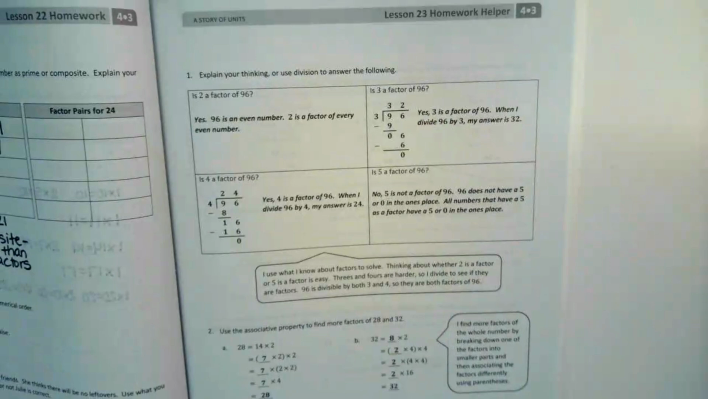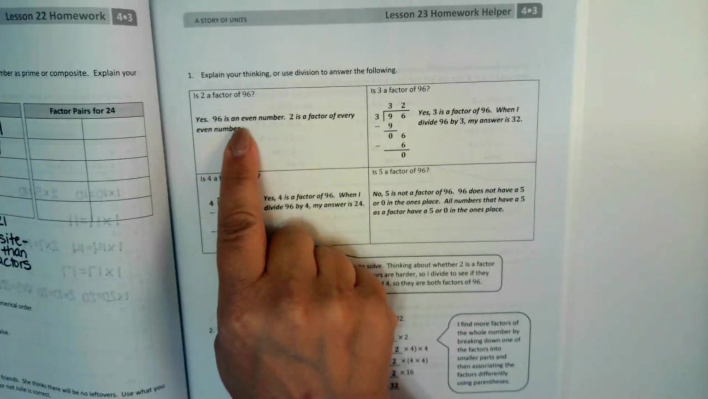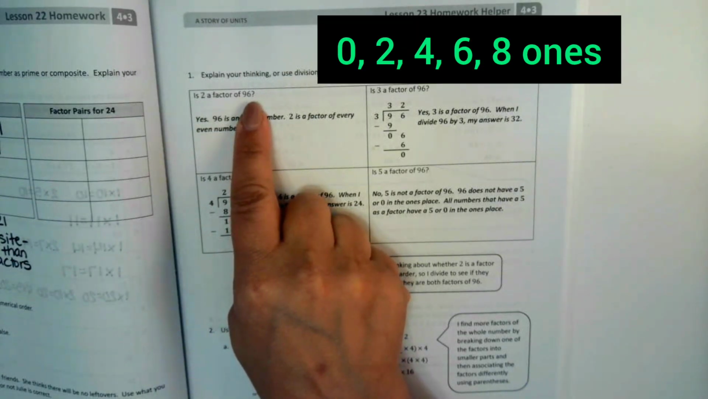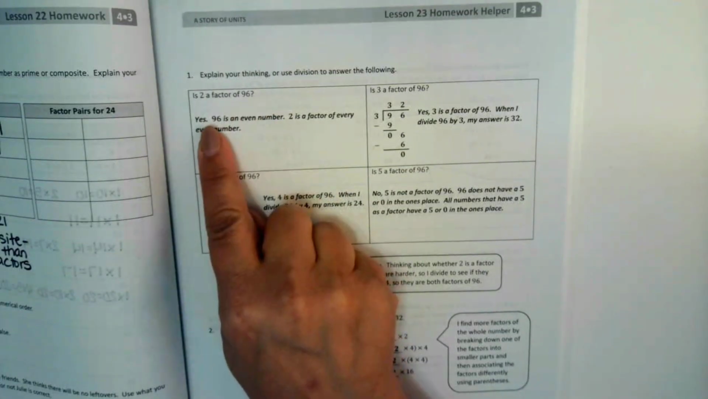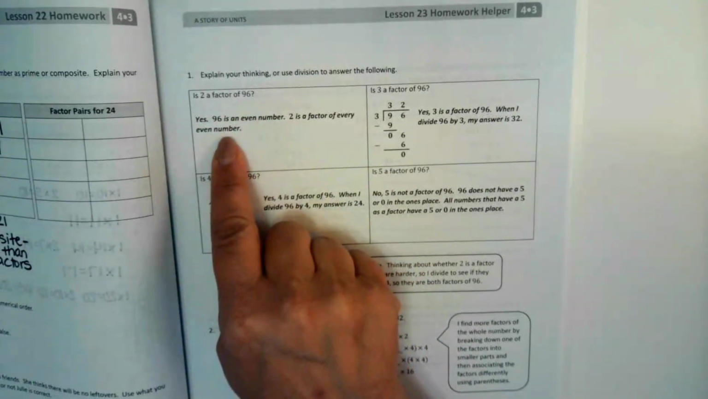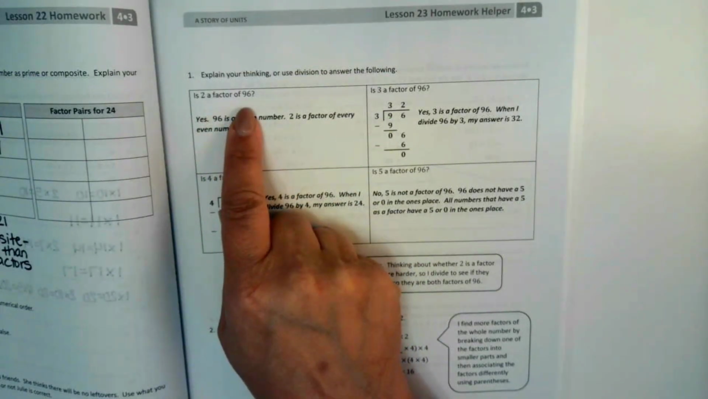Is 2 a factor of 96? Yes, 96 is an even number. It has a 6 in the ones place. Even numbers have 0, 2, 4, 6, or 8 in the ones. So 96 is an even number. 2 is a factor of every even number. So the answer is yes, 2 is a factor of 96.